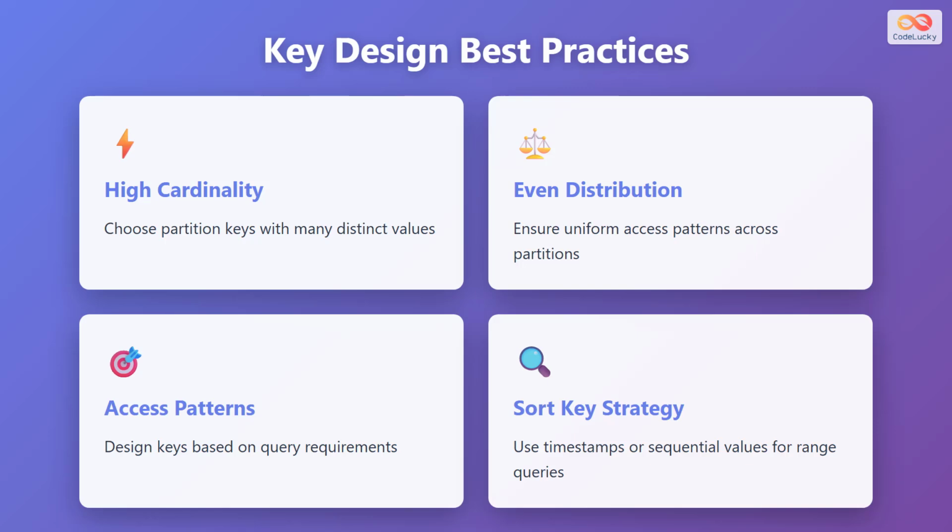Let's review the key design best practices. First, choose partition keys with high cardinality to ensure many distinct values. Second, aim for even distribution so that access patterns are uniform across all partitions, avoiding hot spots. Third, always design your keys based on your application's access patterns and query requirements. Finally, for sort keys, use timestamps or sequential values when you need to support range queries or retrieve data in a specific order. Following these principles will help you build DynamoDB tables that scale efficiently and perform well under any load.